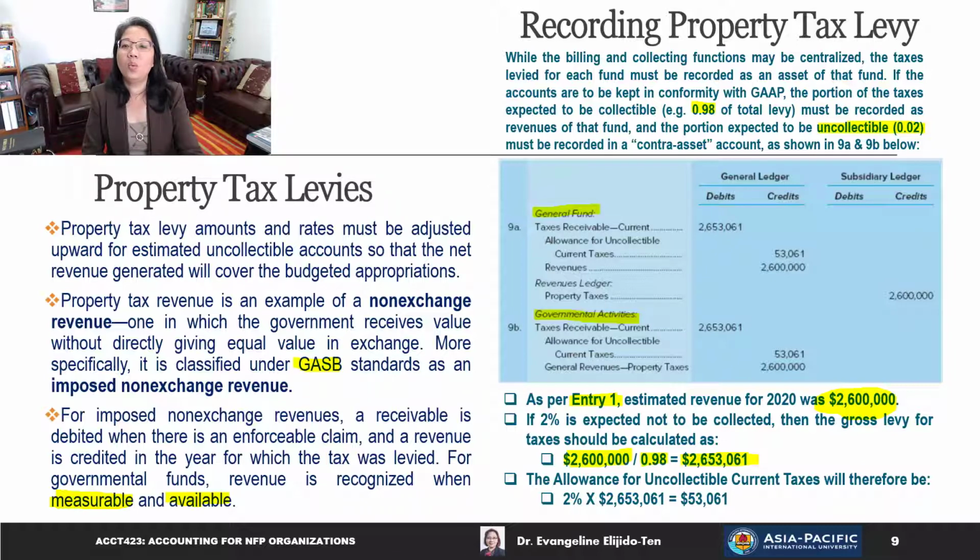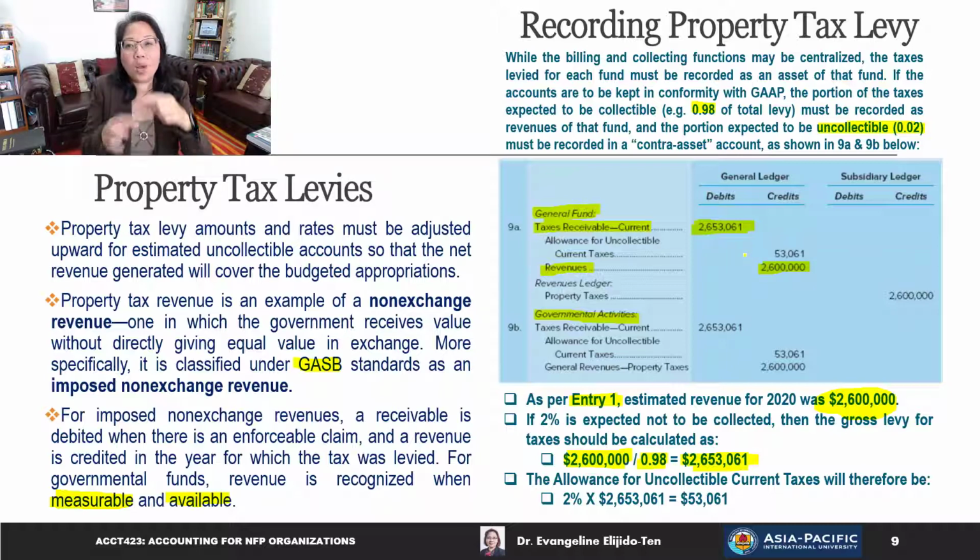And so what you're recording now is, in the general fund, you'll debit taxes receivable current, 2,653,061. So that's where we got it, right? 2.6 million divided by 98%. So that's the amount. And what do you credit? You'll credit the revenues for 2.6 million. That was your estimated revenue as per journal entry number 1.